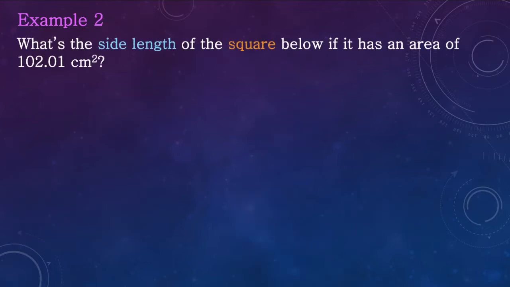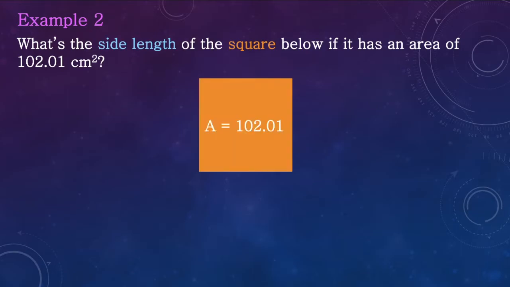Example 2. What's the side length of the square below if it has an area of 102.01 centimeters squared? So this one we're going to be working backwards. We're given area, but we need to find the side length.